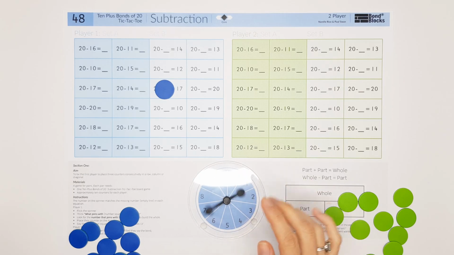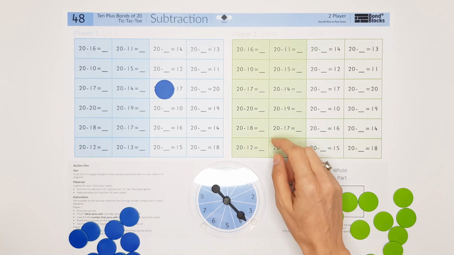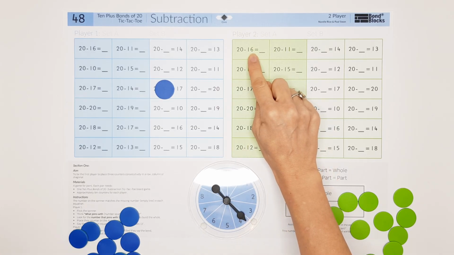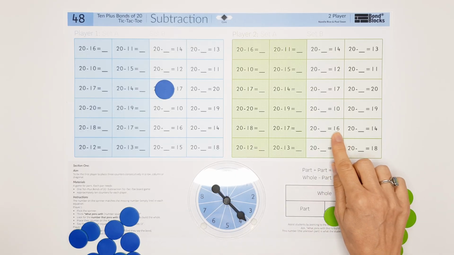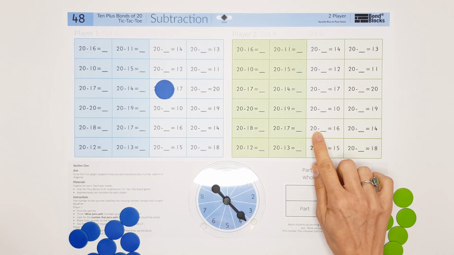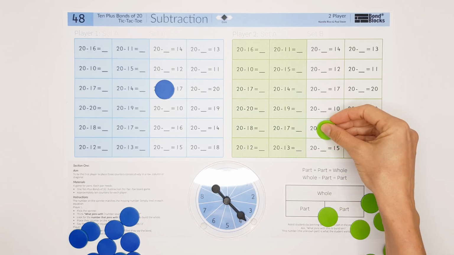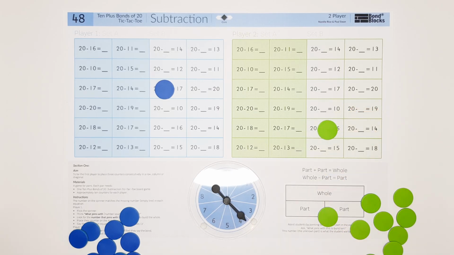Player 2 has their turn, and they spin 4. They stop and think, what joins with 4 to build 20? And that's a part of 16. So they look for a 16. I can see one here, and I can see one here. I'm going to choose this one. And player 2 says, 20 subtract 4 equals 16. Now it's your turn.